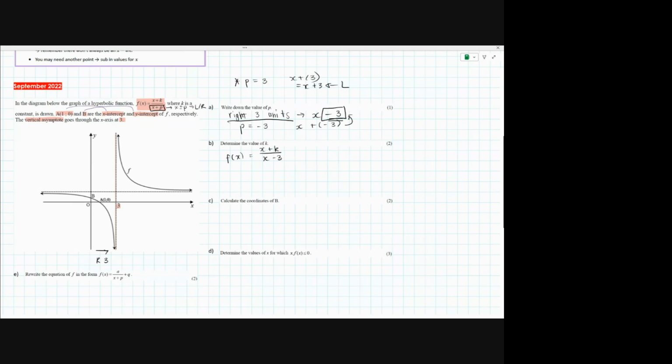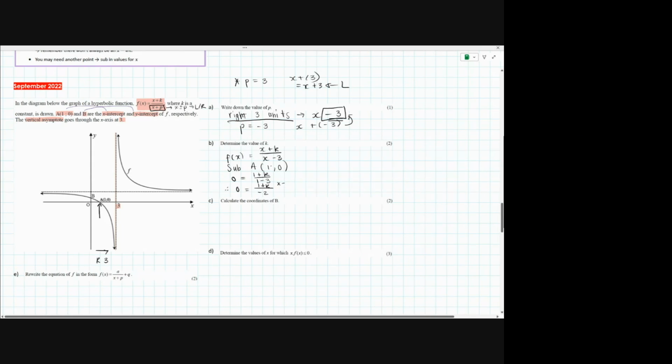Now, if you've got one variable that you don't know in the equation of your function, find a point on that graph and substitute it in. We know that A is on this hyperbola, so we're just going to substitute in A. Because if it's only one variable we don't know, we just need to be able to substitute in for x and y. So 0 is equal to 1 plus k over 1 minus 3. 1 minus 3 is negative 2, so 0 is equal to 1 plus k divided by negative 2.